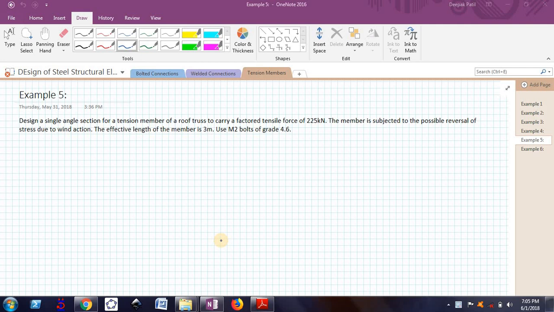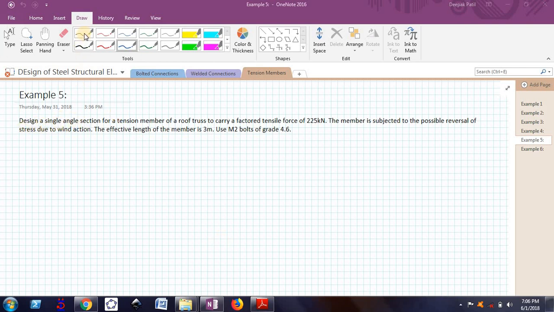Now in this video what we will do is we will actually design an angle for a given load. It's a reverse type of problem as compared to the previous problems. The load is given to you and you have to find out the particular suitable angle for that. Now here the problem is to design a suitable single angle.